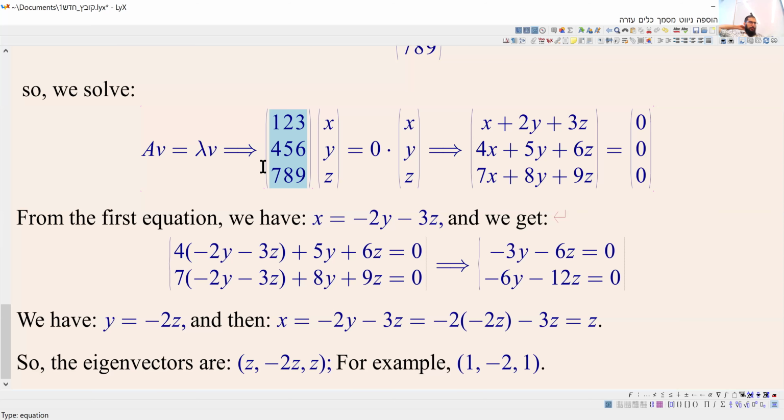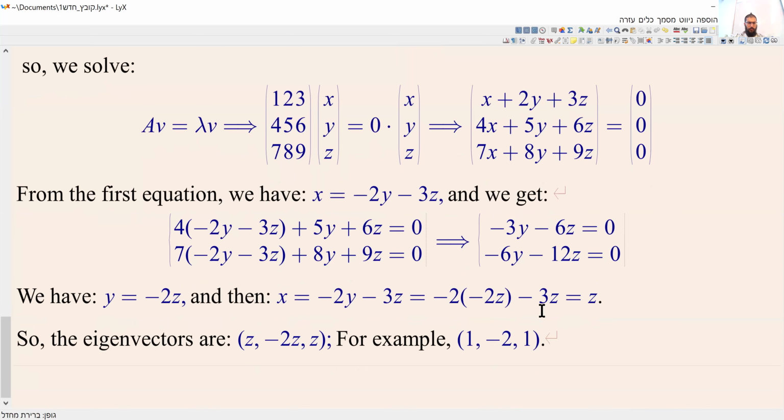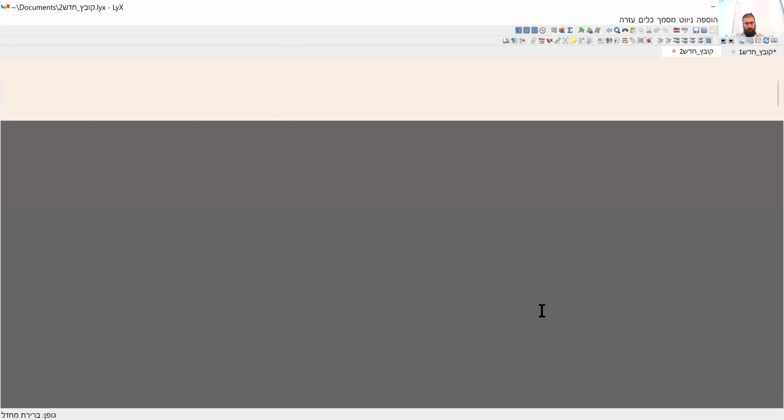Multiply by A, it is zero. More precisely, multiplying by A minus lambda I is zero. Yes, because Av is lambda v.